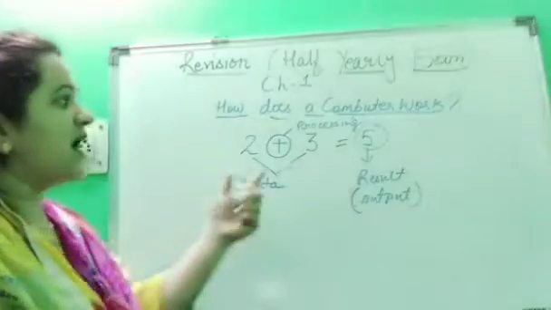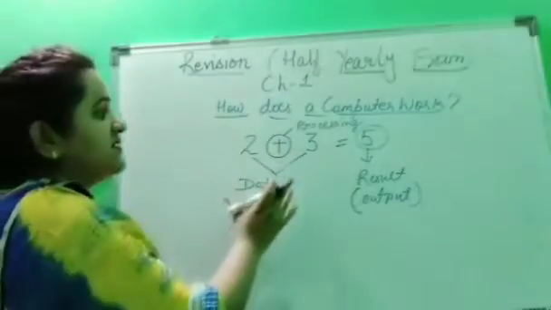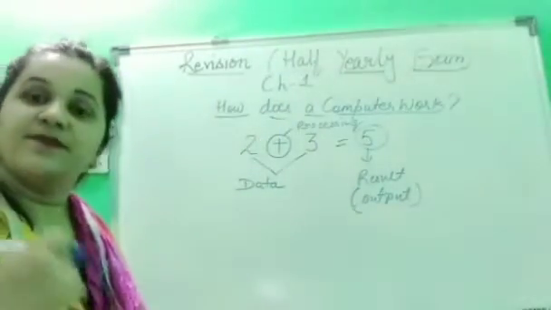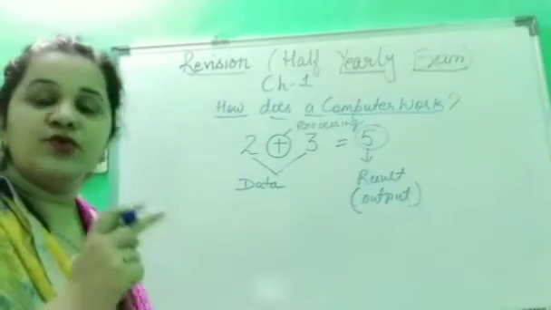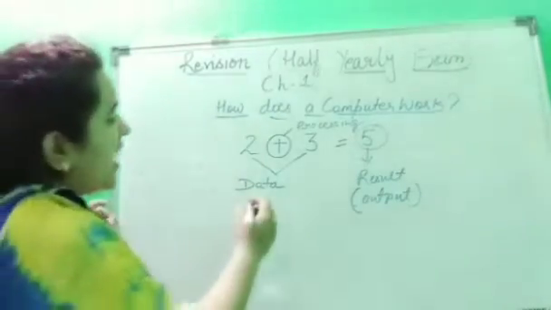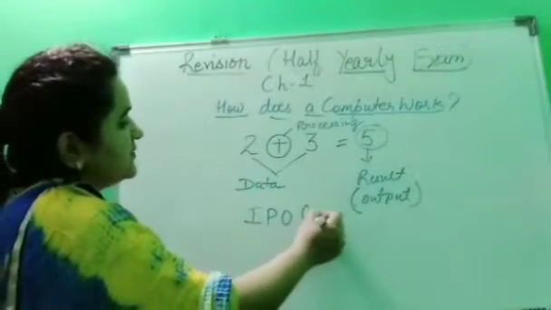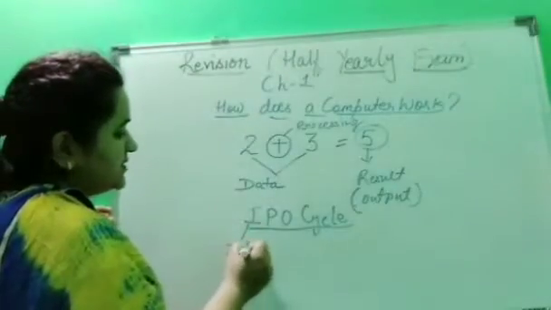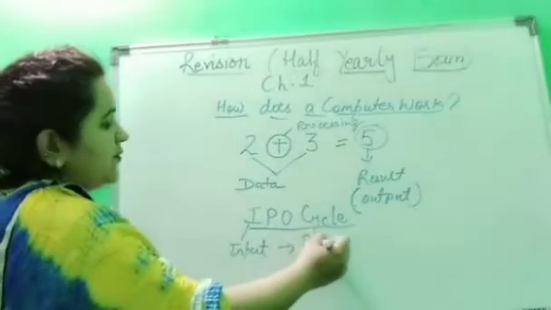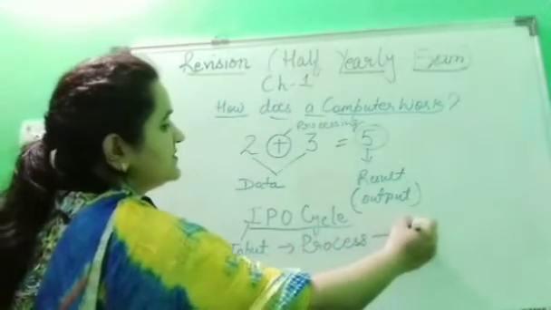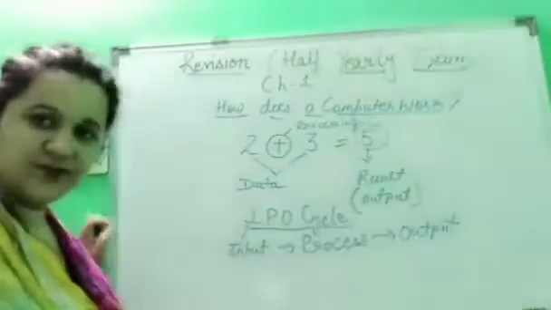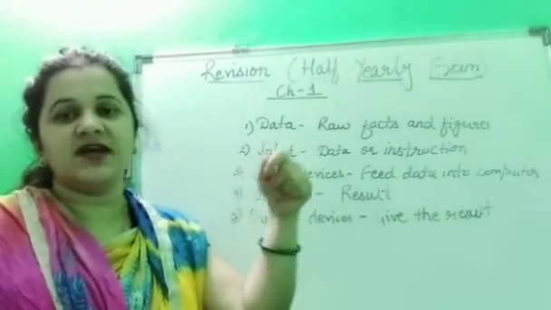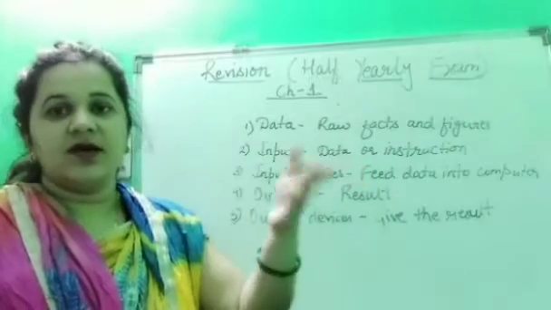Okay children, so this is how a computer works. It accepts the data, processes it and gives the result. So through this we have come to know that a computer follows what? It follows the IPO cycle. What does it follow? It follows the IPO cycle to perform any task. I stands for input, P stands for process and O stands for output.